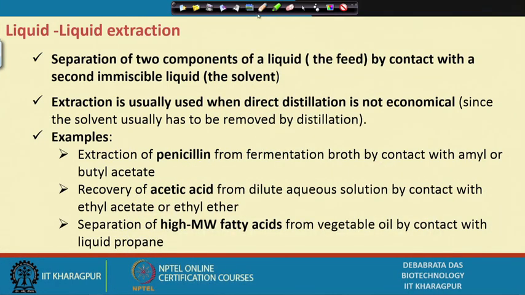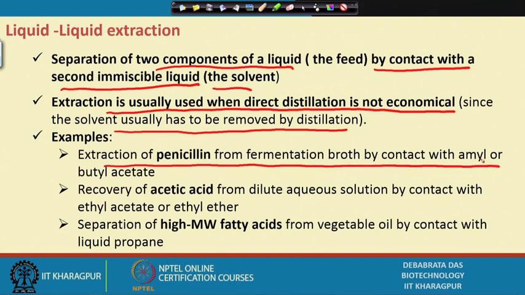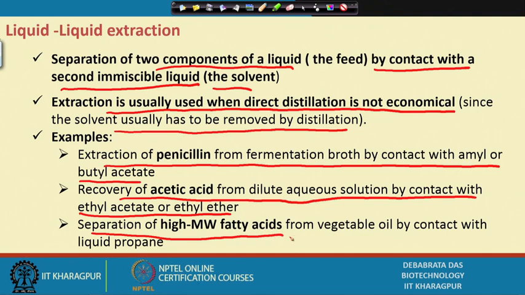Now, let us see how this liquid-liquid extraction system works. It separates two components of a liquid by contact with a second immiscible liquid as a solvent. Extraction is usually used when direct distillation is not economical, and the solvent usually has to be removed by distillation. The extraction of penicillin from the fermentation broth by contact with amyl or butyl acetate is one example. Others are recovery of acetic acid from dilute aqueous solution by contact with ethyl acetate or ethyl ether, and separation of high molecular weight fatty acids from vegetable oils by contacting with liquid propane. These are the different applications of the liquid extraction process.